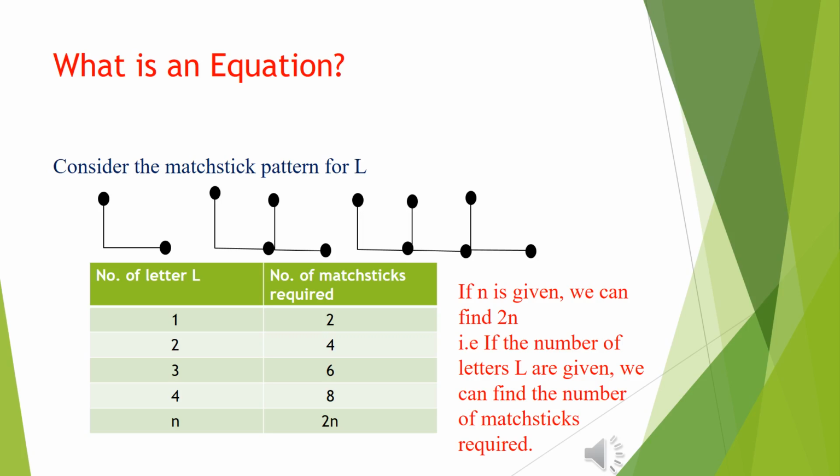Now, if we observe, we can generalize the rule for finding the number of matchsticks required as 2n. That is, if n is given, we can find the value of 2n by multiplying n with 2. That is, if the number of letters L is given, we can find the number of matchsticks required. Hope you all remembered this.